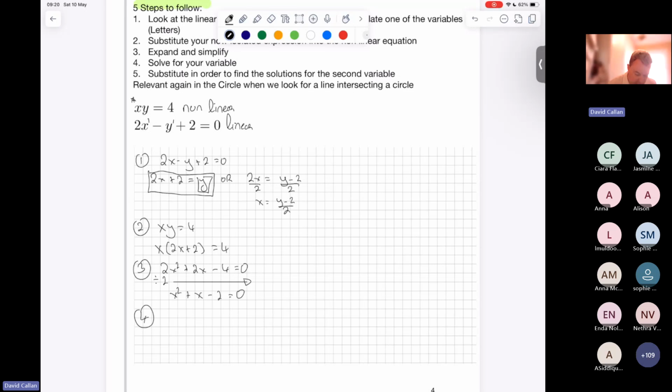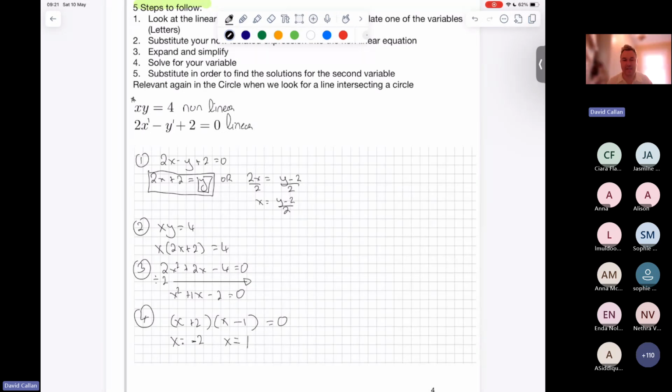I'm just going to go through, because I recognize this one here. I'm going to use my brackets. I know to get x squared, I have to multiply x by x. And to get minus 2, it's either plus 2 and minus 1 or minus 2 and plus 1. But because there's a plus 1 here, I know it's plus 2 and minus 1 there. So when I solve, I get x equals minus 2, and x equals plus 1.